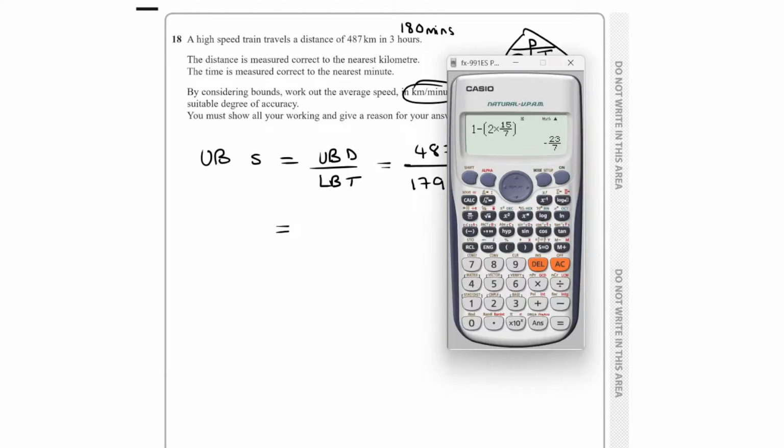So the upper bound of the speed would be the upper bound of the distance divided by the lower bound of the time. That would give you the biggest possible answer. So this one's quite a nice one to round, 487.5. Now, this one, obviously convert it into minutes. So 3 hours, that's 180 minutes. But they've said to the nearest minute, so the lower bound would be 179.5. I'm not going to convert it back into hours because, as I said, they want the speed in kilometers per minute. So I am literally going to leave it like this.